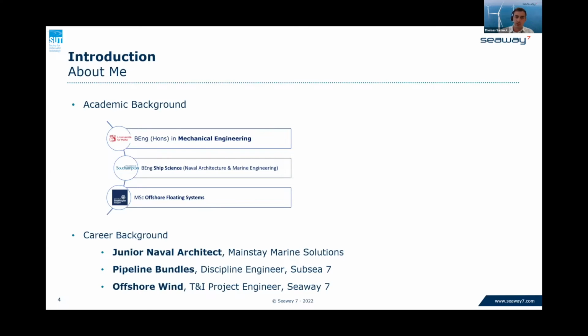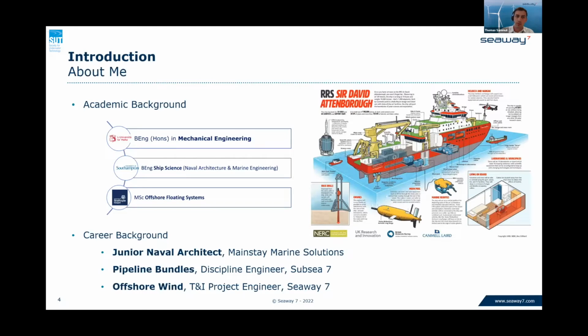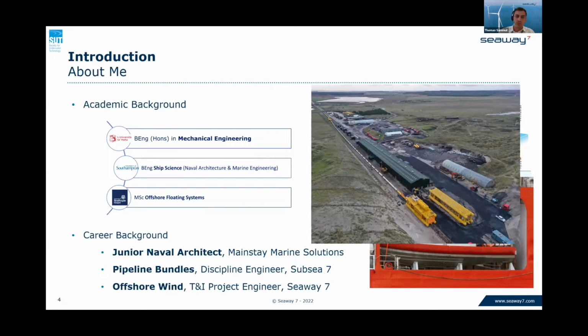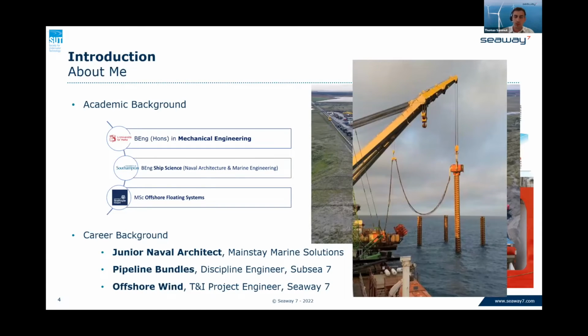Starting off as a junior naval architect, working in fact on the Erebus, which is part of the Sir David Attenborough Polar Research Vessel, British Antarctic Survey. Then I went on to work on towed systems within Subsea 7, and more recently focused on offshore wind installation, which is basically what I'm talking about today. I think the common underlying elements in there are the marine environment and the engineering aspects of all of these different technologies, and finally also the construction and installation.